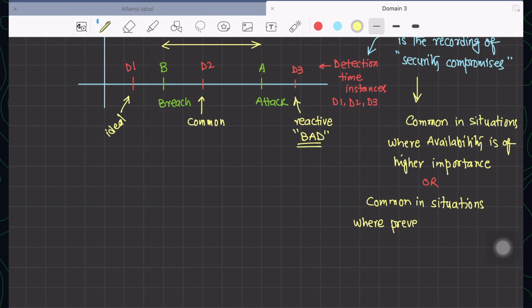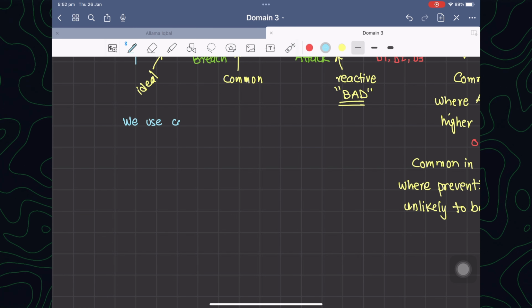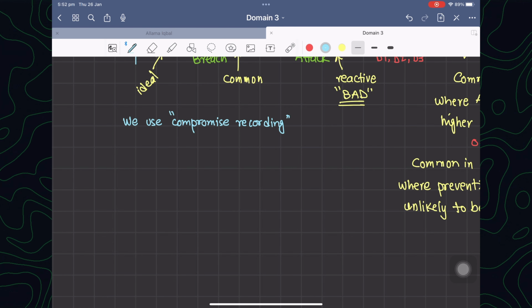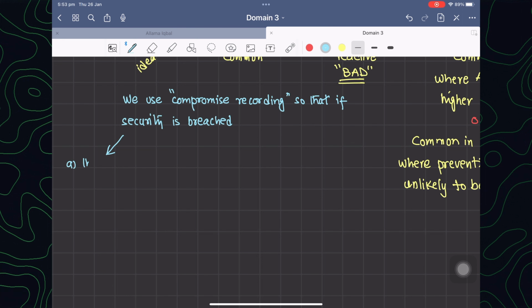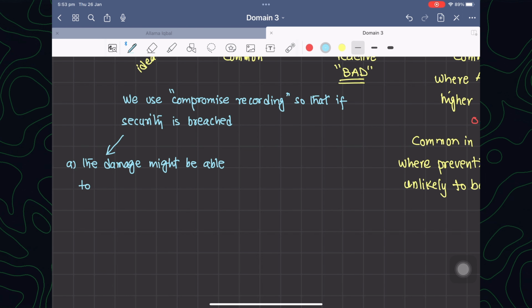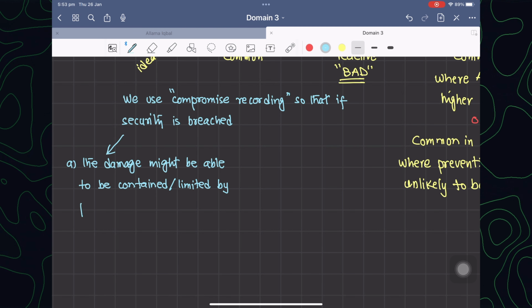Again, giving the example of a shopping mall, security guards may miss some identification, or some person can change their look and enter a building. In those situations, if you have a CCTV camera, you can later use it as a fact-finding tool to find out if that person was really there. So we use compromise recording so that if security is breached, the damage might be contained and limited by prompt incident response. Even if you don't prevent it, if the breach notification is sent to the incident management team, they can take prompt action. This is one use case of compromise recording.